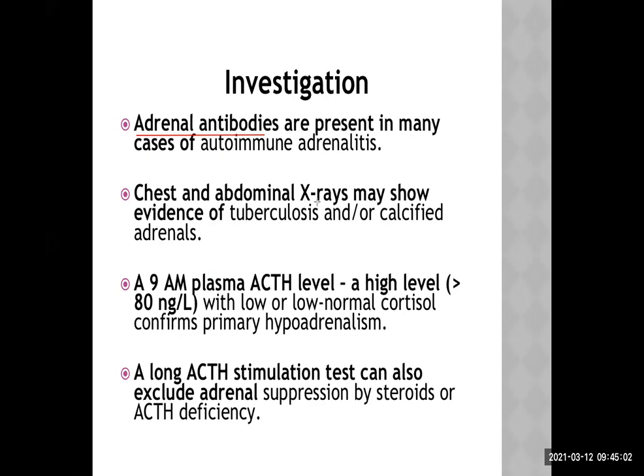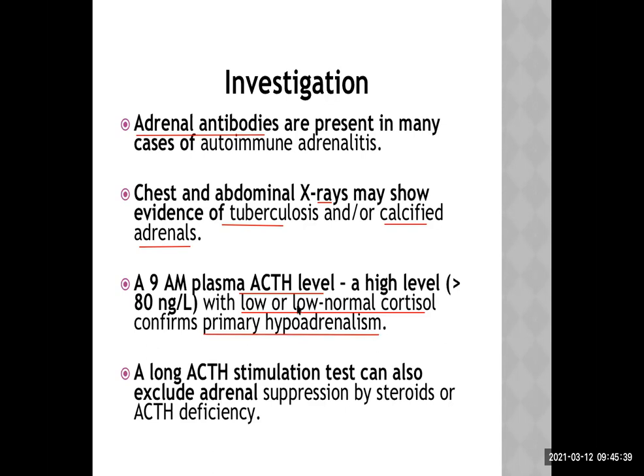Chest and abdominal X-ray may show evidence of tuberculosis or a calcified adrenal gland, which are very important findings in tuberculosis. So we need to look for it, because TB is one of the commonest causes of Addison's disease. 9 AM plasma ACTH level is measured, and a high level, that is more than 80 nanogram per liter, with low or low normal cortisol, confirms the diagnosis of primary hypoadrenalism.